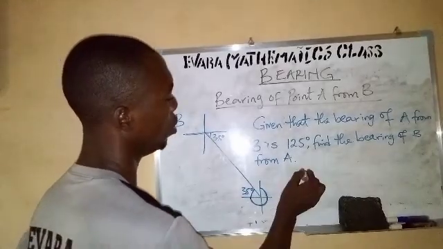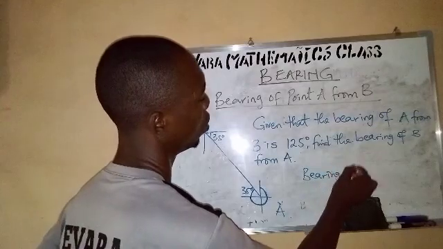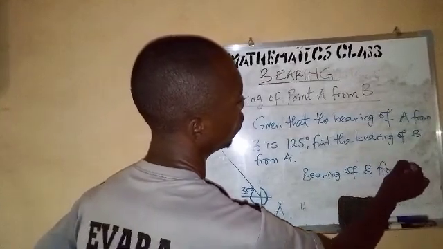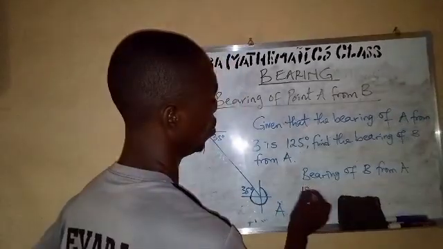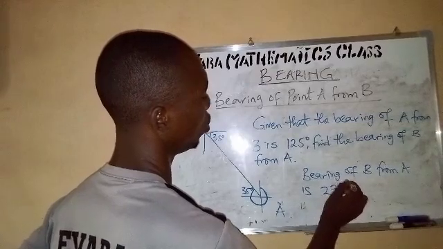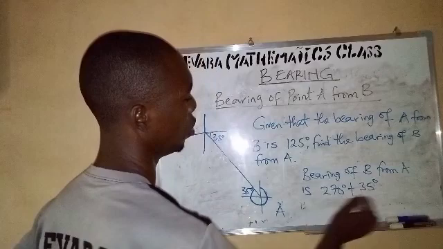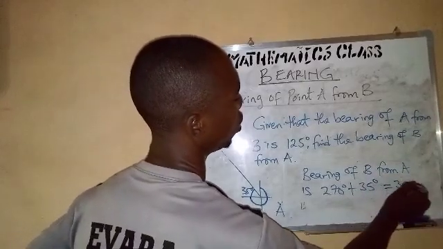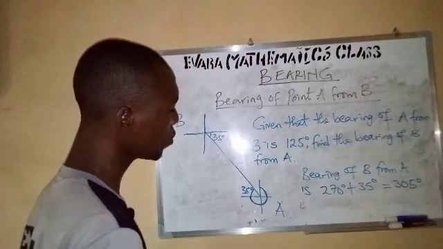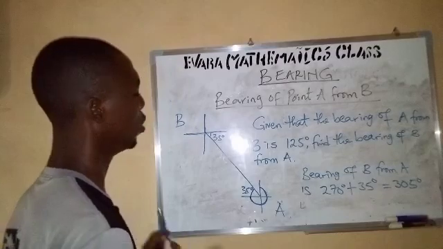So now the bearing of B from A will be 270 degrees plus 35 degrees, and that gives us 305 degrees. So that's how to get the bearing of one point from another.